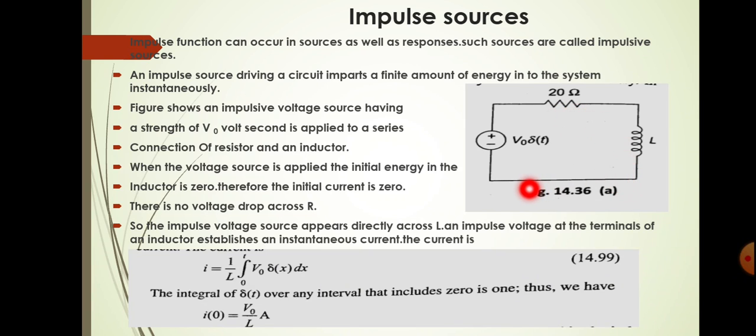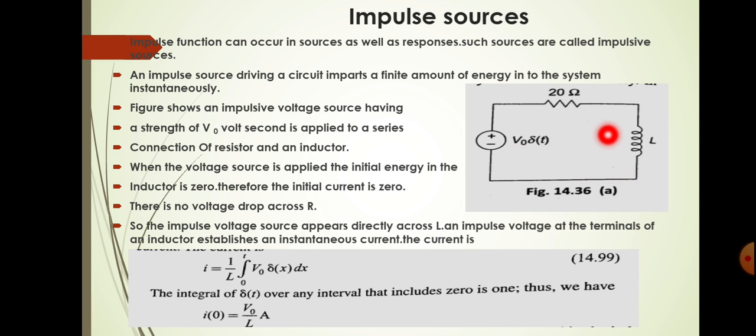When the voltage source is applied, the initial energy in the inductor is 0. That means we are assuming that the initial energy in the inductor is 0, and we are applying this impulsive source to the series connection of resistor and inductor. Since the initial energy stored in the inductor is 0, the initial current through the inductor will be equal to 0.